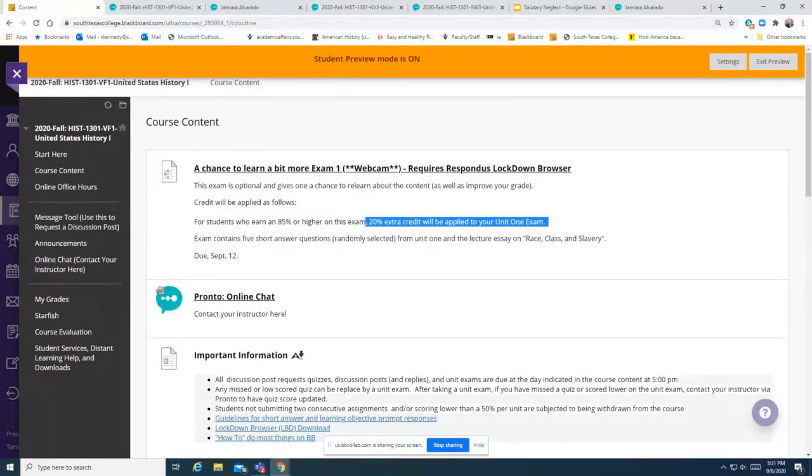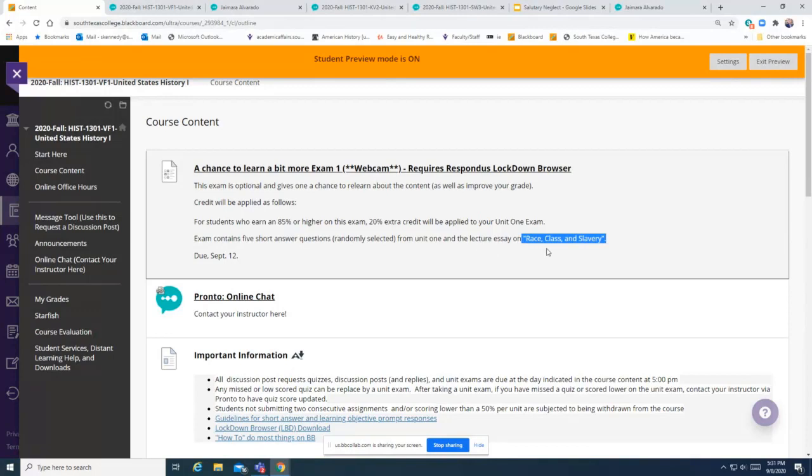To prepare, make sure that you have thorough responses for each short answer question from the study guide, and that all 3 learning objectives are responded to for the lecture, Race, Class, and Slavery, thoroughly, abiding by the guidelines. Again, strive to draft a 5 to 8 paragraph essay when you take it. So that's available there for you. Let me know if you have any questions about that.